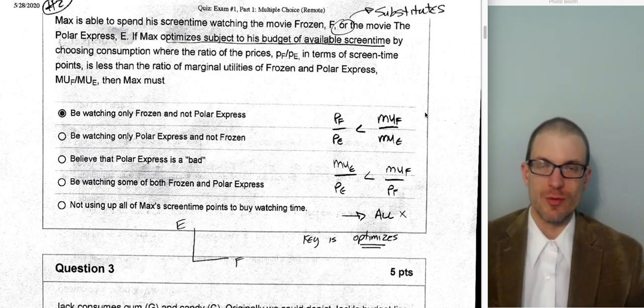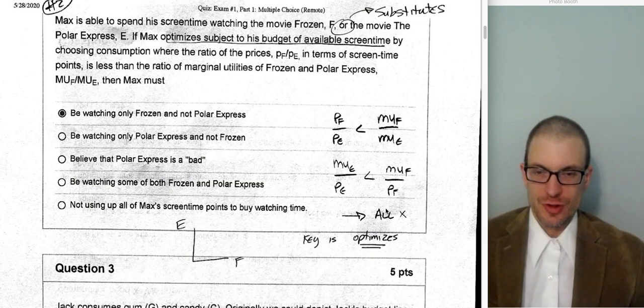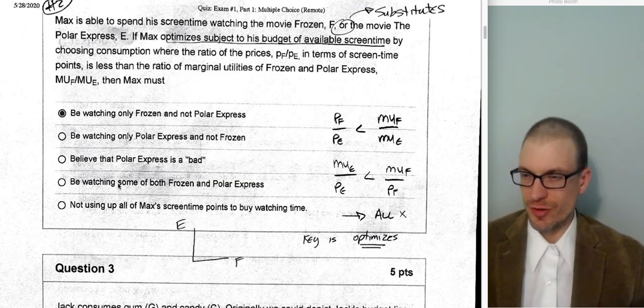So how do we know that's not going the other direction? How do we know that it's not a situation where Max is consuming a bundle that's only Polar Express? Well, if that was the case, that wouldn't be optimal given what we've been told about how these are related. And actually, I don't even know if that was amongst the choices.